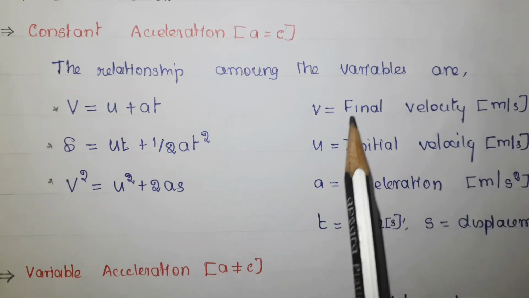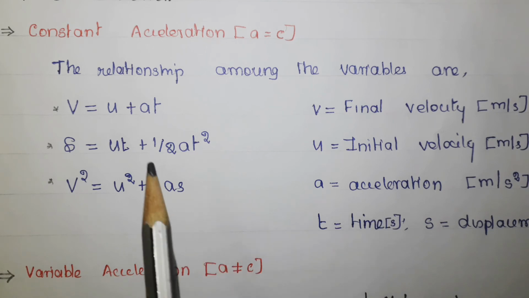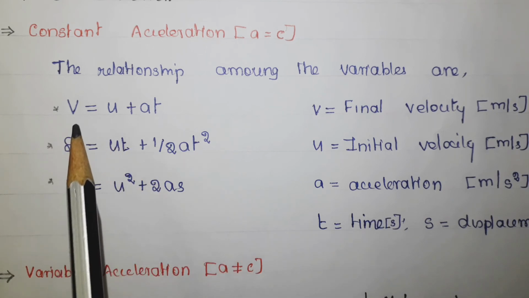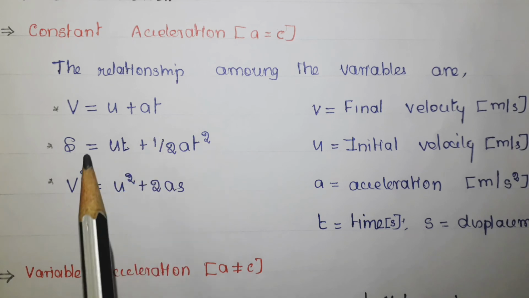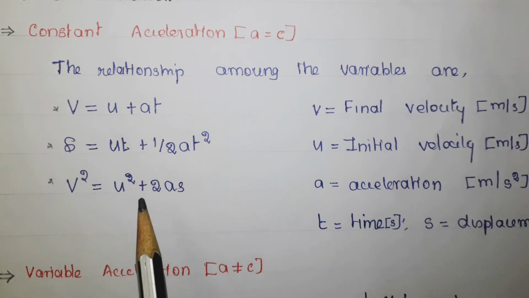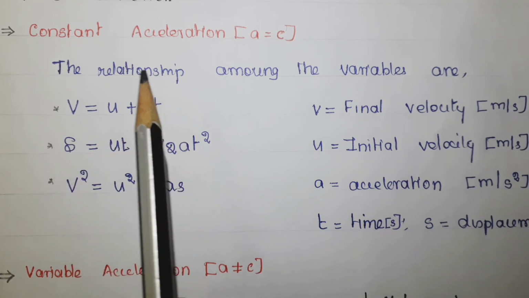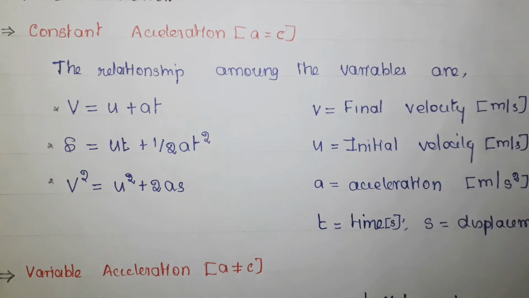Now the relationship among all these five variables is formulated into three equations. The first one is v equal to u plus at, then s equal to ut plus half at square, then v square equal to u square plus 2as. So these are the three equations referred to in the case of constant acceleration.